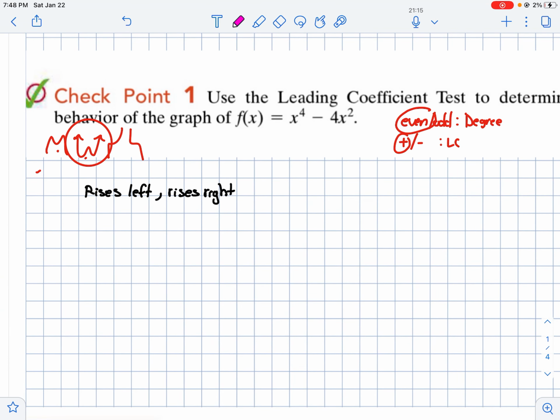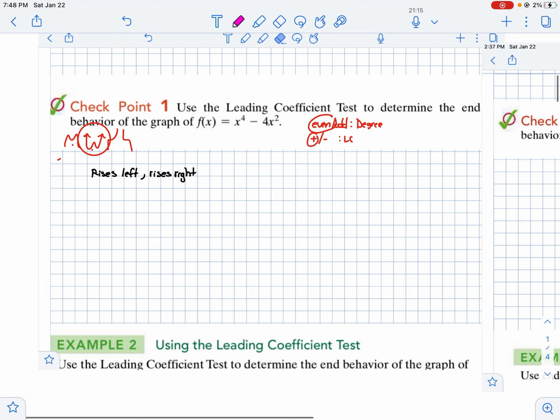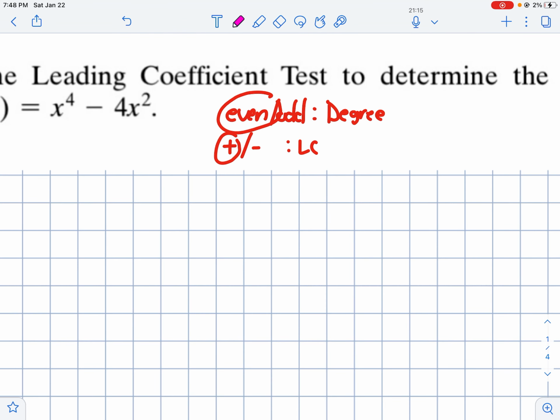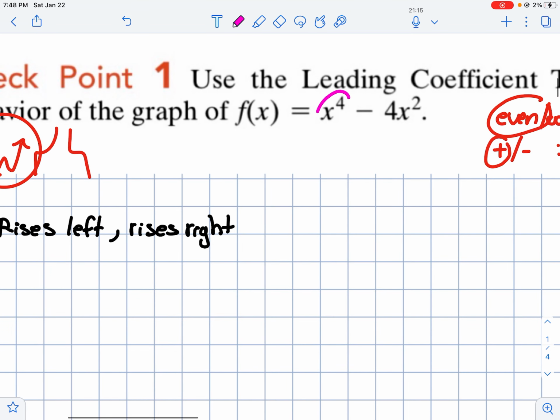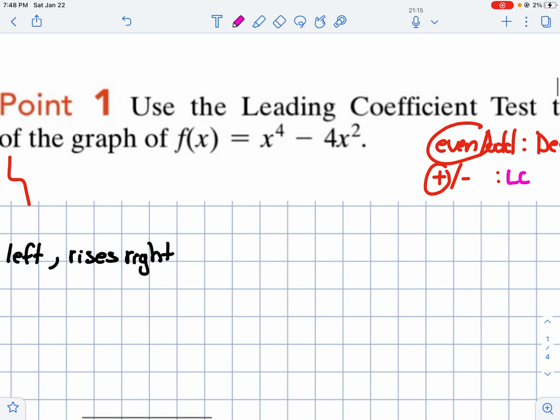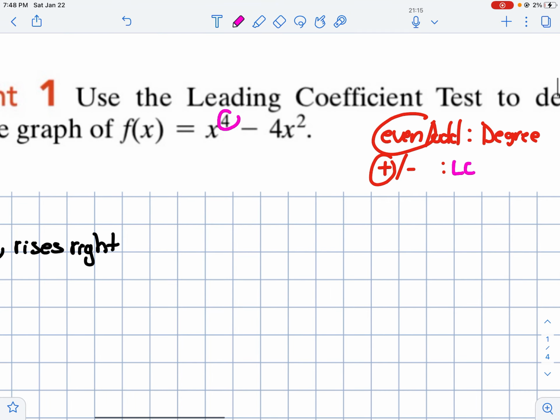So what are we going to look at? When we're looking for the end behavior of the graphs, we look for two things. We look for whether the degree is even or odd, and we look for whether the leading coefficient is positive or negative. Okay, cool. So what's our leading coefficient? We have it right here. It's our highest degree term. So if your degree is even, then your graph is going to be even. If your degree was x to the power of negative 3, then it'd be odd.